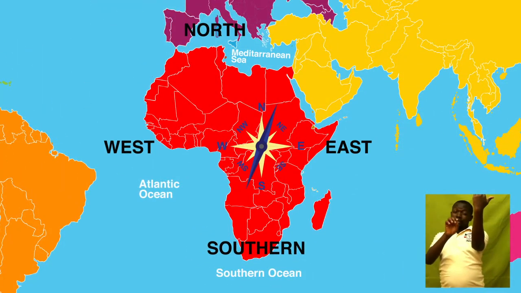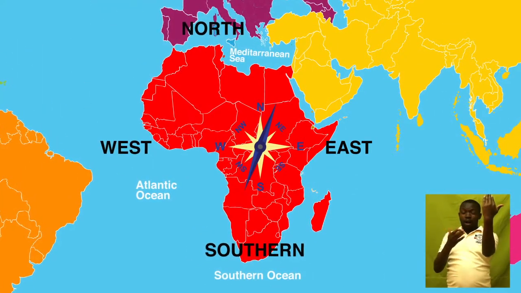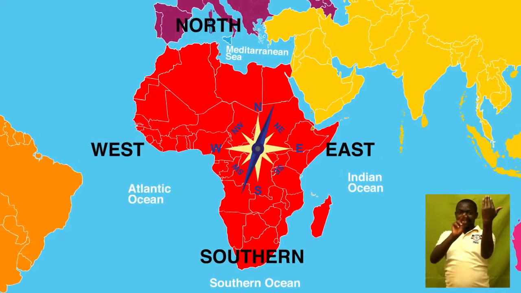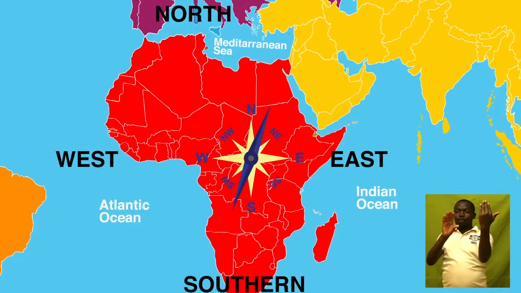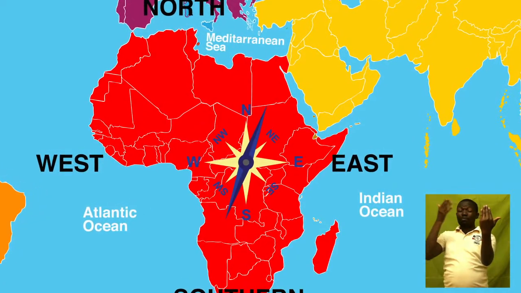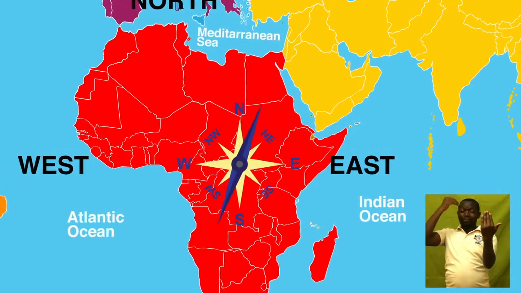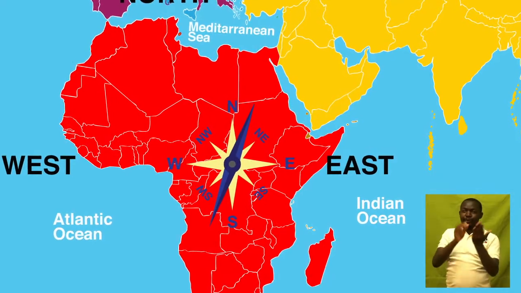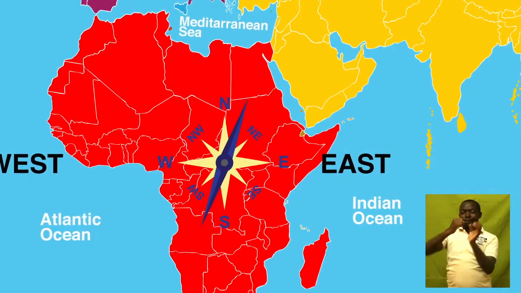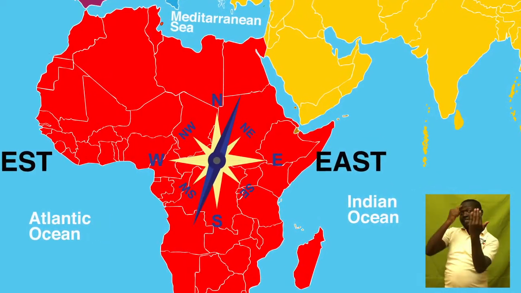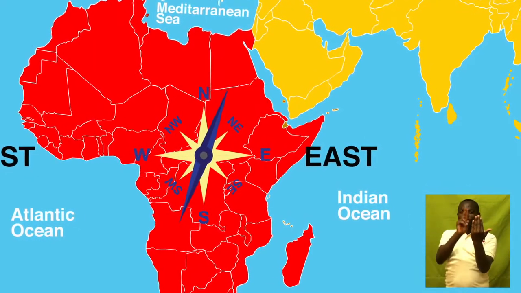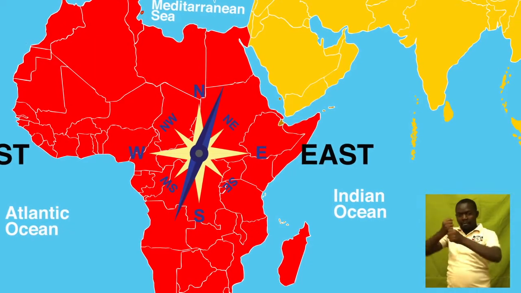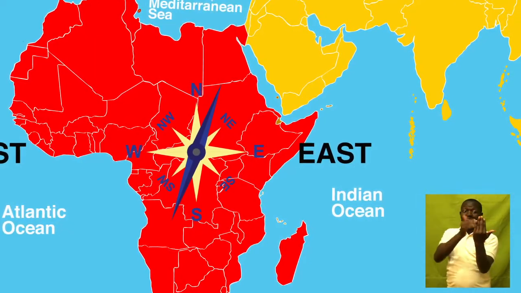On the east, you have the Indian Ocean. This Indian Ocean, remember very well, it is the ocean that the early Arabs crossed when coming to Africa on their dhows. So they were sailing from India to Africa across the Indian Ocean. So they used their dhows to come to Africa. So that's a very important ocean to us.